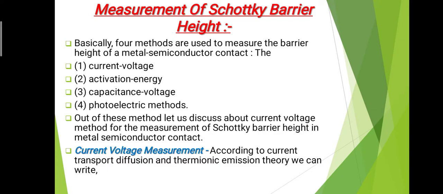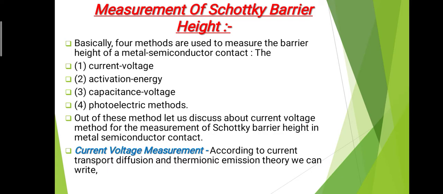In our previous video we discussed the derivation for the Schottky barrier height. Now in this video we have to discuss the measurement of the Schottky barrier height. Now let's start. Basically 4 methods are used to measure the barrier height of a metal semiconductor contact. We know that at the metal semiconductor junction there is a formation of a barrier, and this barrier height is measured with the help of 4 different methods.